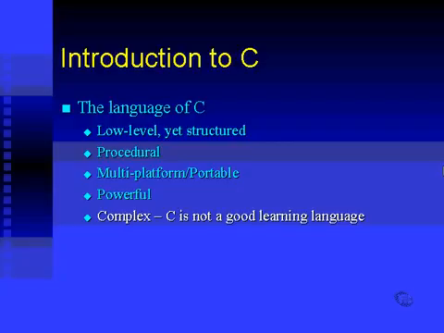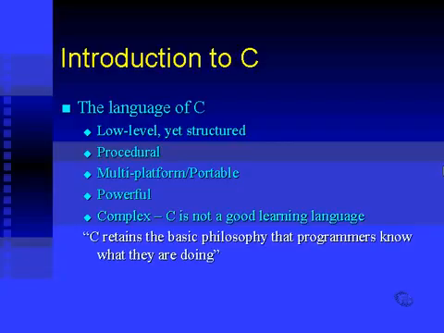In fact, that leads us to our next point. C retains the basic philosophy that programmers know what they are doing. Now that's all very well for professional C programmers that have been developing in C for 10 years, such as myself. But it's not very good for people that are learning C. C is a difficult language to learn because there are so many traps and pitfalls, so many things that can go wrong, and these things need to be carefully explained by an instructor. That's my role. You don't often find the traps and pitfalls of the C language adequately explained. Usually it's left up to the programmer to make their mistakes and learn from their mistakes.